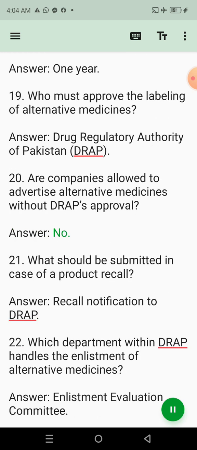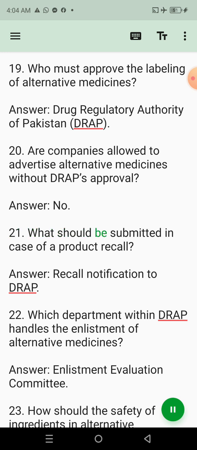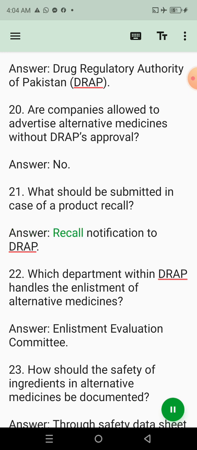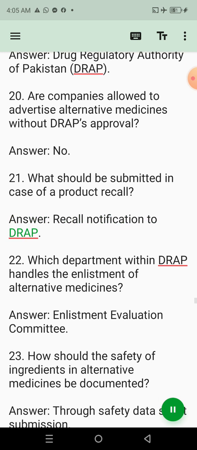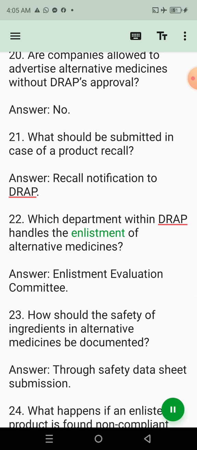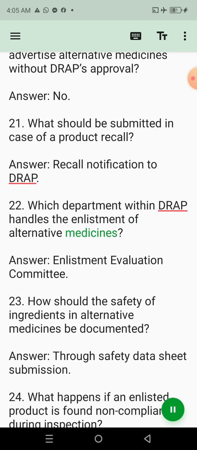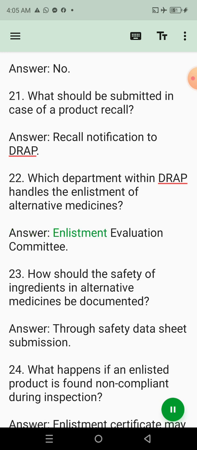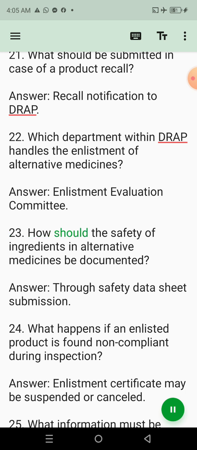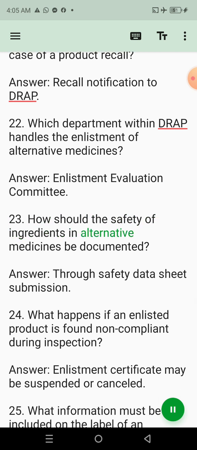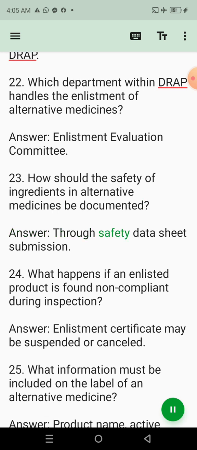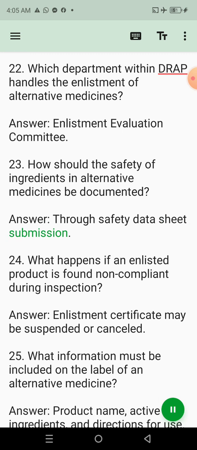Answer: No. 21. What should be submitted in case of a product recall? Answer: Recall notification to DRAP. 22. Which department within DRAP handles the enlistment of alternative medicines? Answer: Enlistment Evaluation Committee. 23. How should the safety of ingredients in alternative medicines be documented? Answer: Through safety data sheet submission.